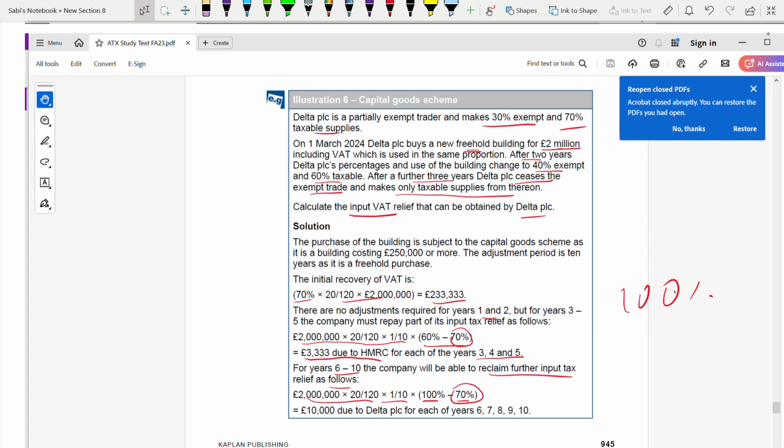You see, this 70 will remain fixed. It is the original 70, not from 60. It is not from 60 you have to take. From the first one, originally 70. This will remain 70 only. Only the first number will keep changing. So then it will be 10,000 for 6, 7, 8, 9, 10. This you can reclaim in year 6, 7, 8, 9, 10.